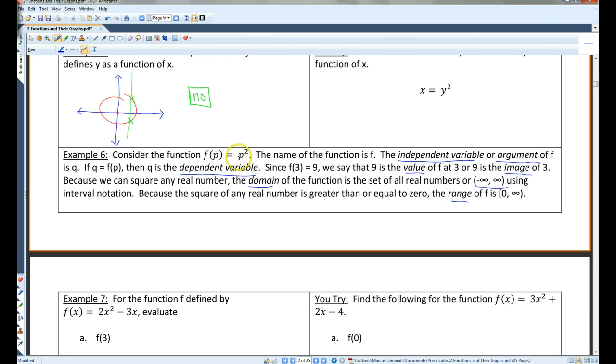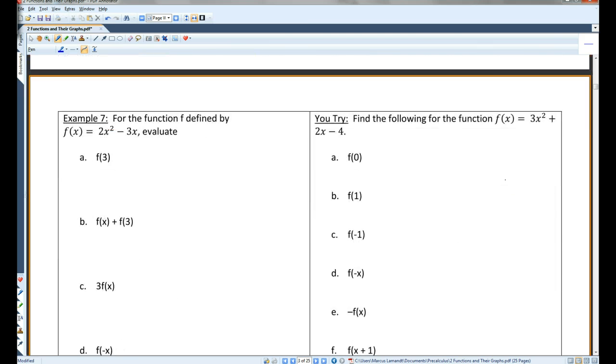Whatever you plug in for p, you're always going to get a non-negative number. If I plug in 0, I'm going to get 0. If I plug in 5, I'm going to get 25. If I plug in -5, I'm still going to get positive 25. There's nothing I can plug in here that will give me a negative number. So my range is only going to be from 0 to infinity.